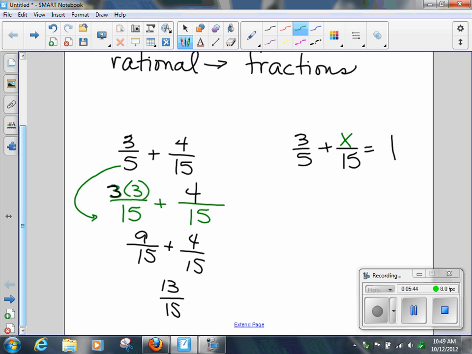No, not proportion, because remember, a proportion is one fraction equal to another fraction, okay? And I've got 2 pieces on the left here with 1 piece on the right. Yes, ma'am?